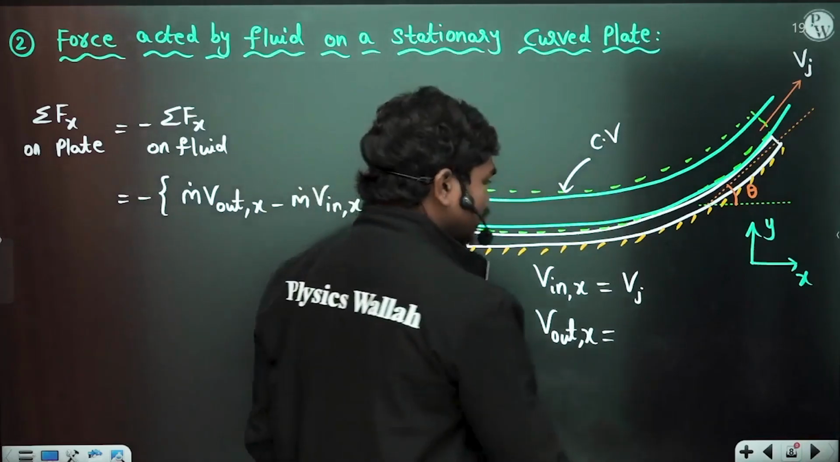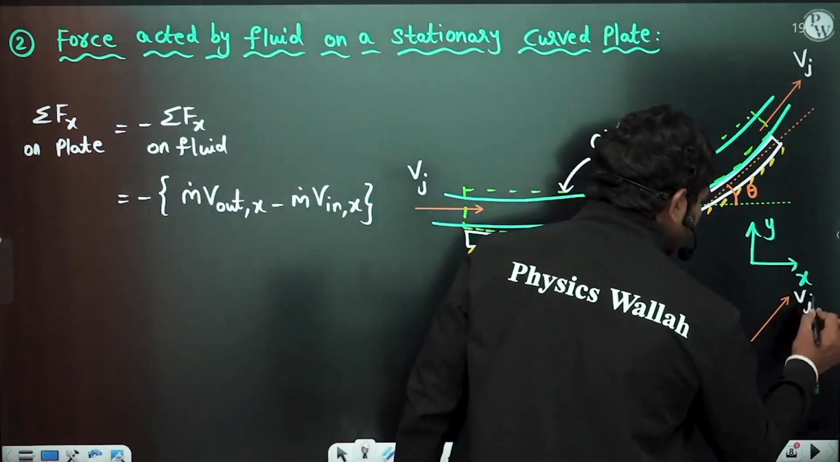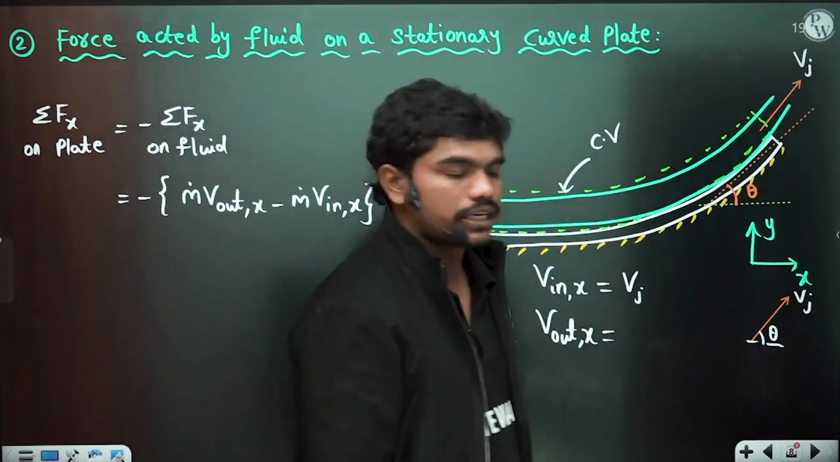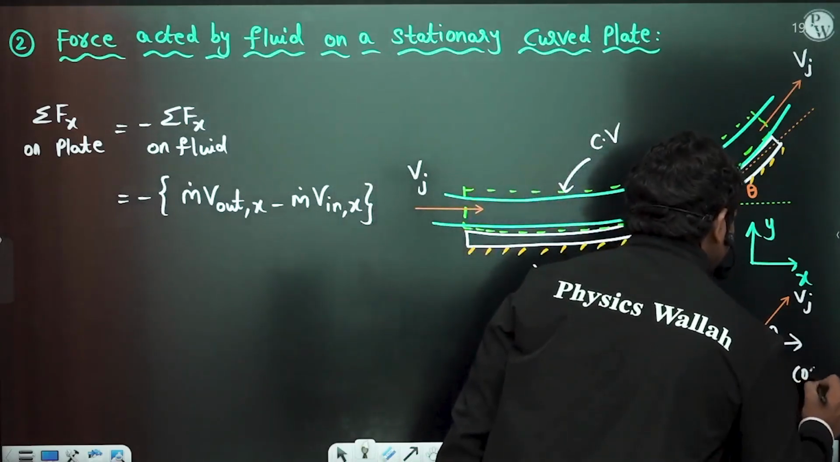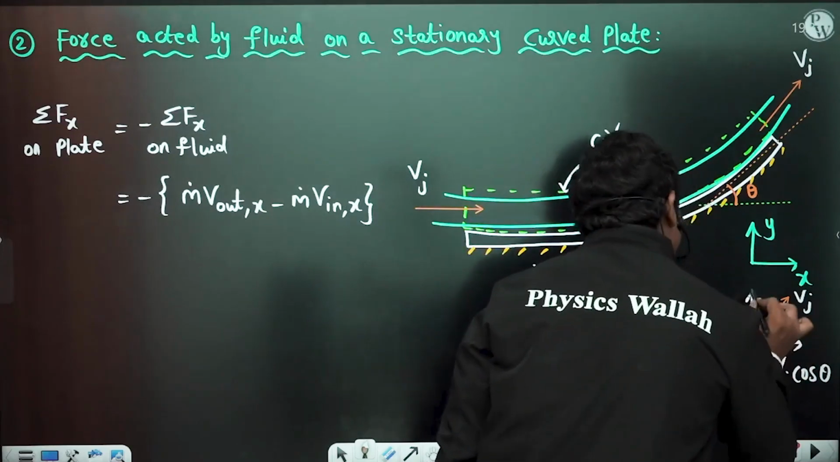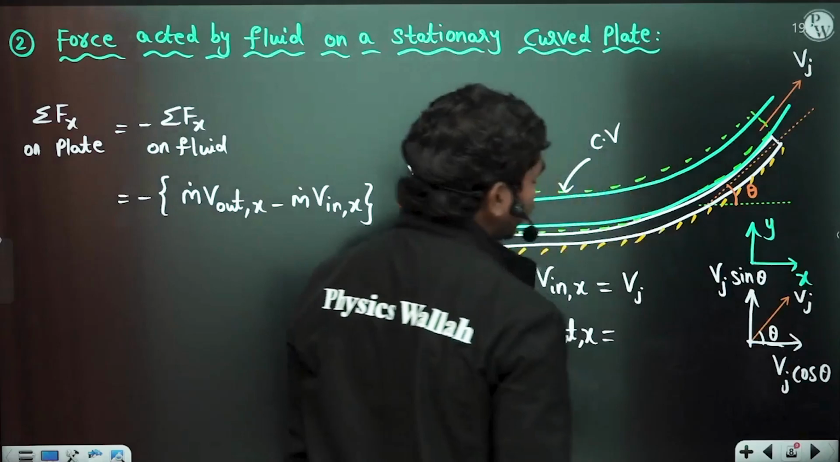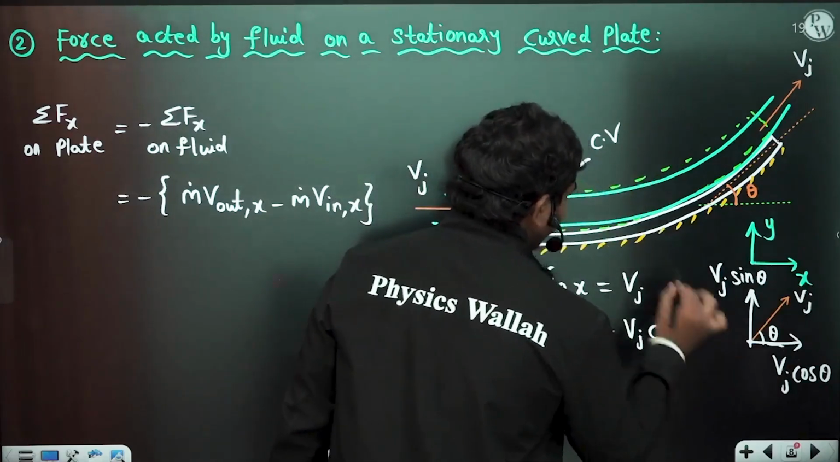You have your velocity like this. This is Vj, I told you, and this angle is theta with the horizontal. So can you tell me what the x component is? Cos theta component, correct? So this is Vj cos theta. And here, if you resolve, this is Vj sin theta. So Vj cos theta is what you have at the outlet.